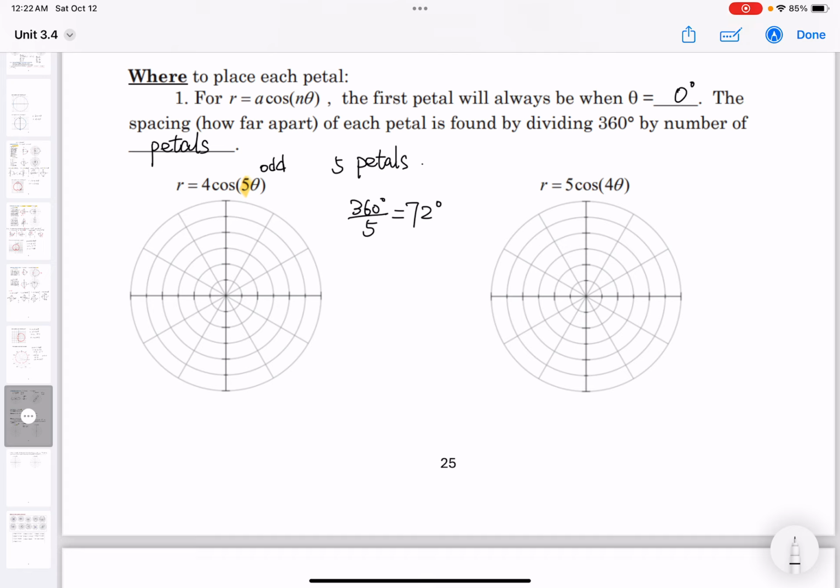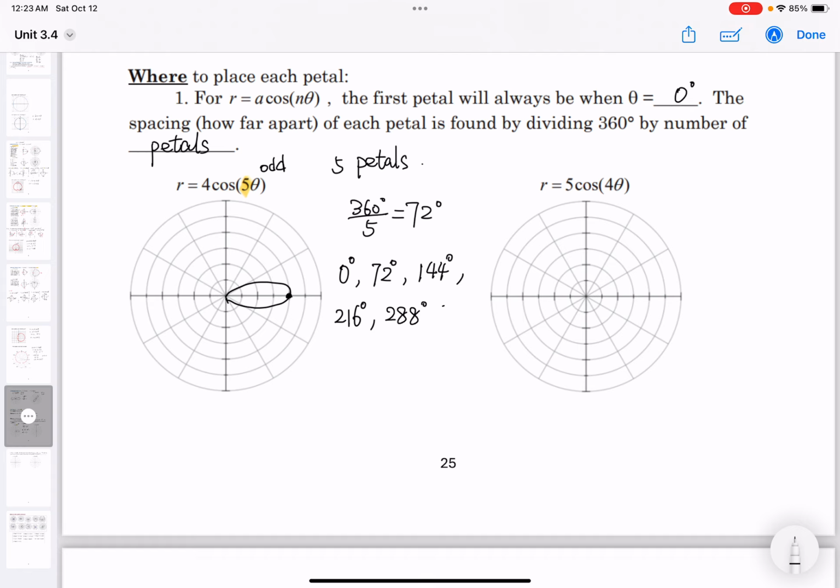Okay, so this is cosine, my first petal is starting from 0 degrees. So from 0 degrees, a is equal to 4. 1, 2, 3, 4. This is my first point. I can decide my petal. This is my first petal. So spacing is 72. That means the first one is 0 degrees, the second one must plus 72, which is 72 degrees. And then plus 72 is 144 degrees. And the next one is 144 plus 72 is 216 degrees. Plus 72 is 288 degrees.